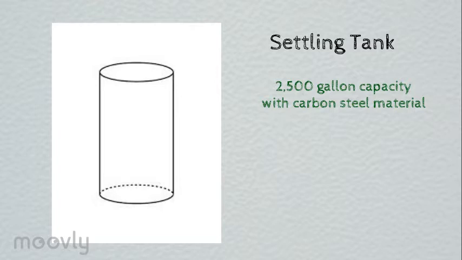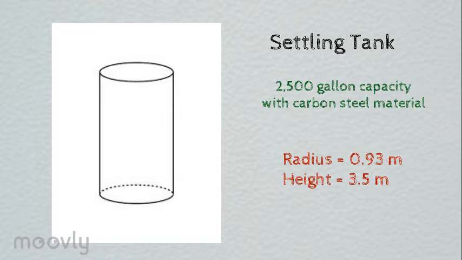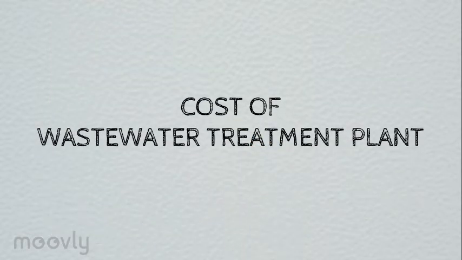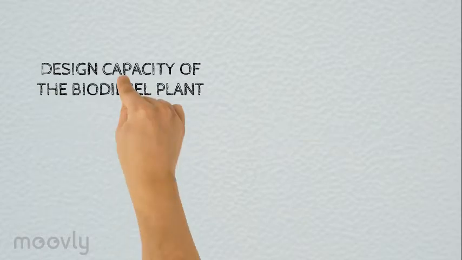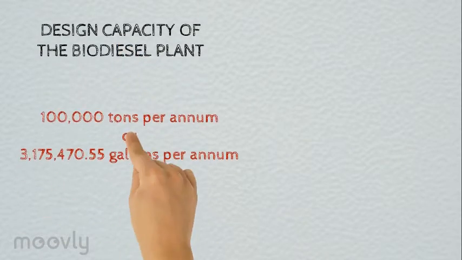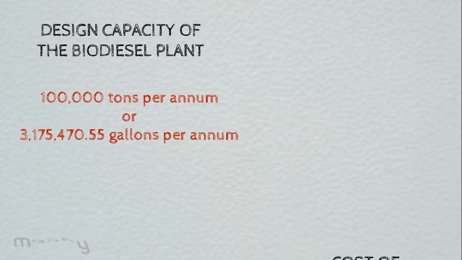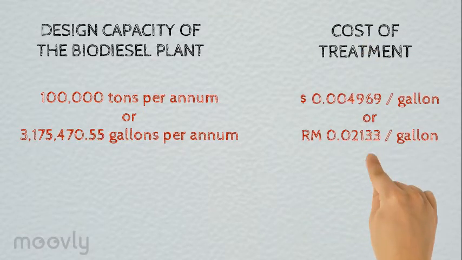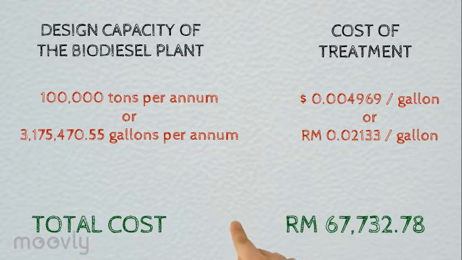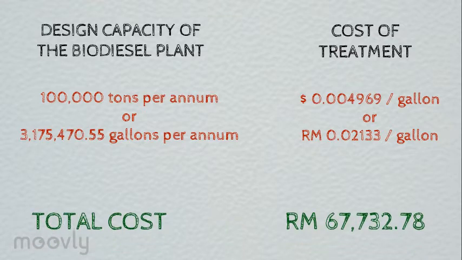For sizing of equipment, the settling tank design capacity of this plant would be 2,500 gallons with carbon steel material. The radius of the tank is 0.93 meters and the height of the tank is 3.5 meters. The design capacity of the biodiesel plant is 100,000 tons per year and the cost for wastewater treatment is $0.004969 per gallon. The total amount needed for wastewater treatment is RM 67,732.78.